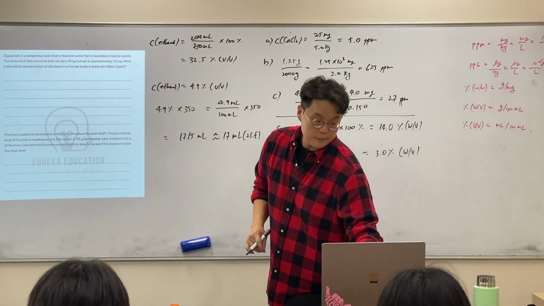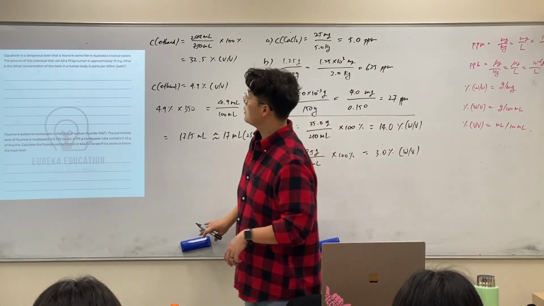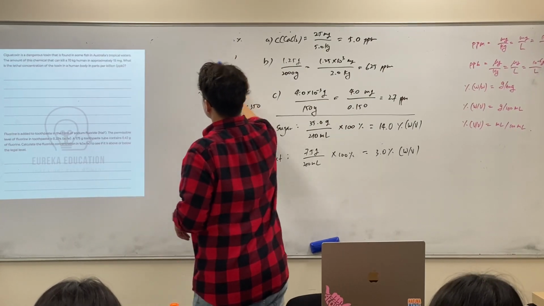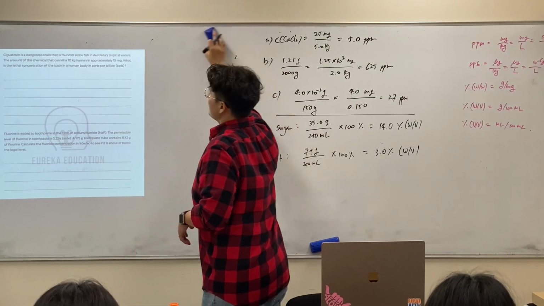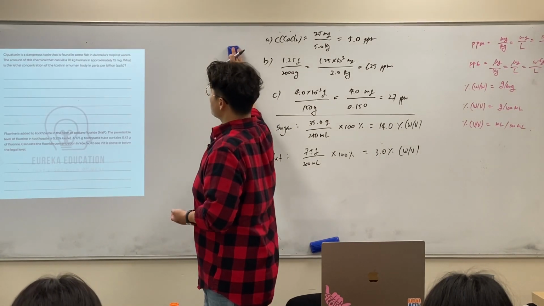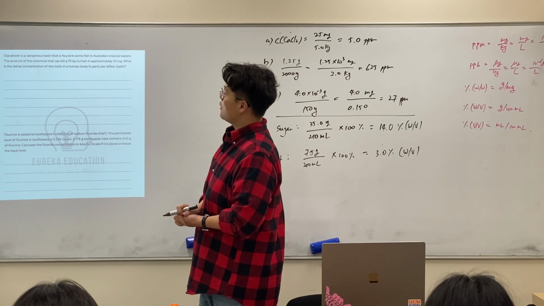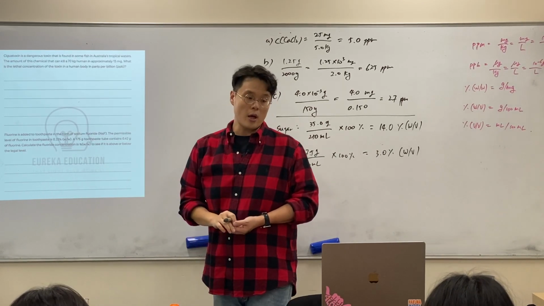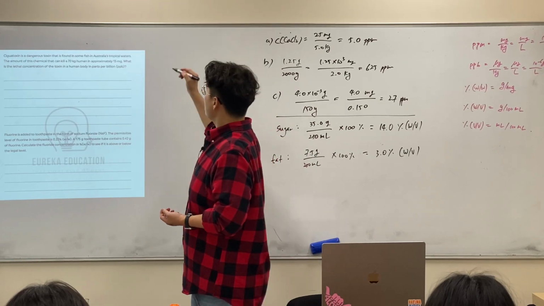Okay, next one. CHEM toxin is a dangerous toxin that is found in some fish in Australian tropical waters. The amount of this chemical that can kill a 70 kilo human is approximately 50 milligrams. What is the lethal concentration of the toxin in the human body in parts per billion? So what's a part per billion, Joanne?